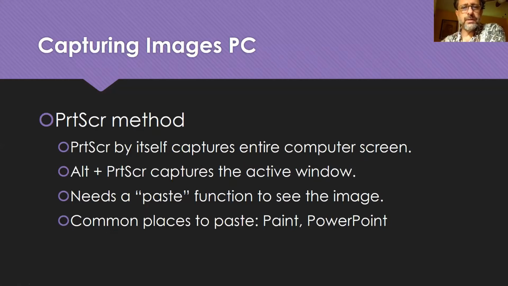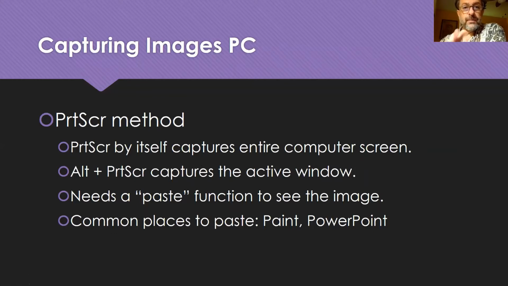Sometimes you don't want to do that. Sometimes you just want to focus on, say, the active window. Maybe you've got a document or you've got a web page up and it's active and it's in the front screen. In that case, you can use another modifier key, the Alt key. Alt plus print screen will capture whatever the active window is.